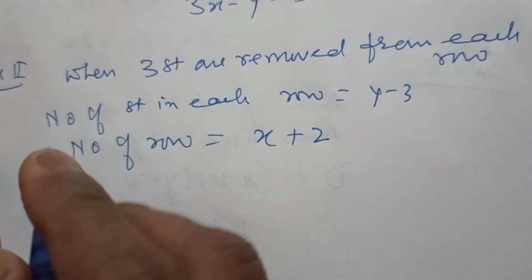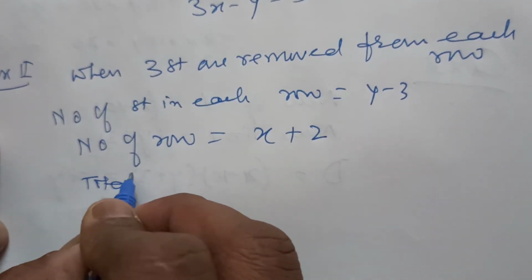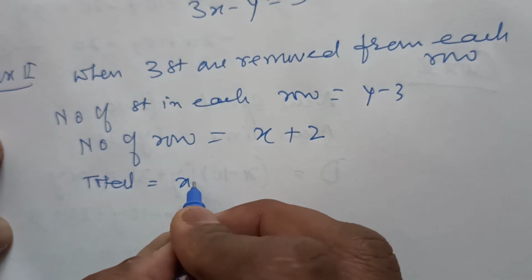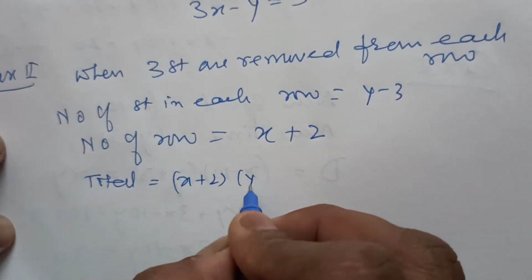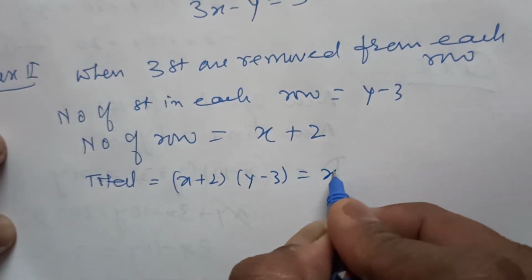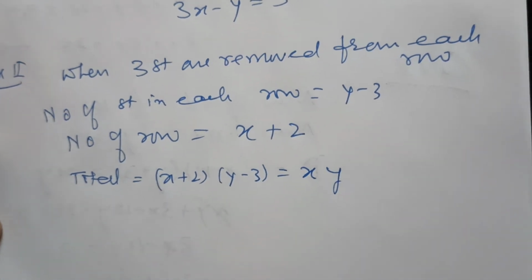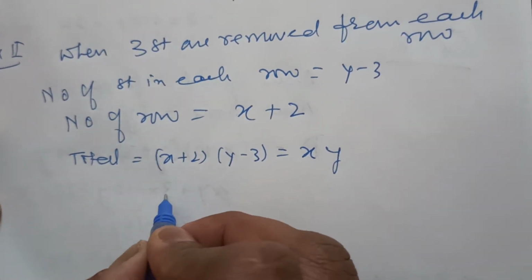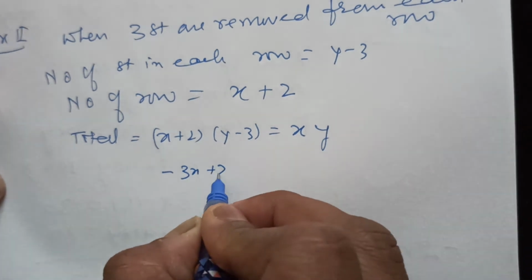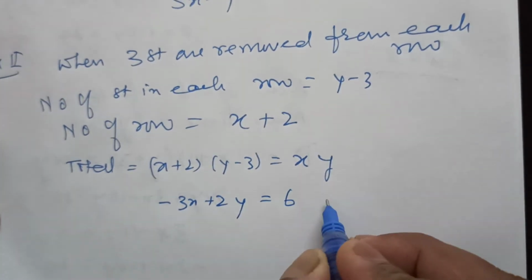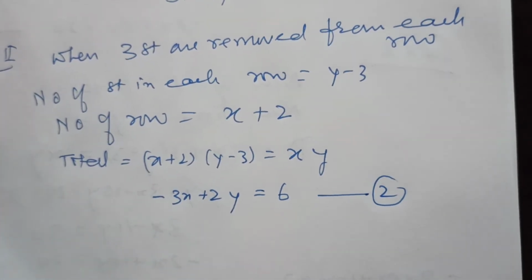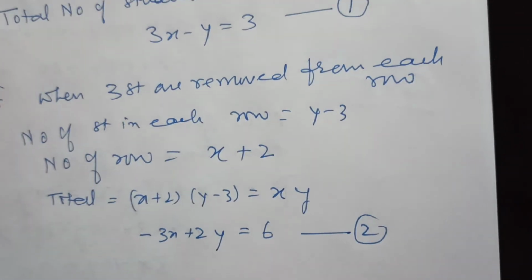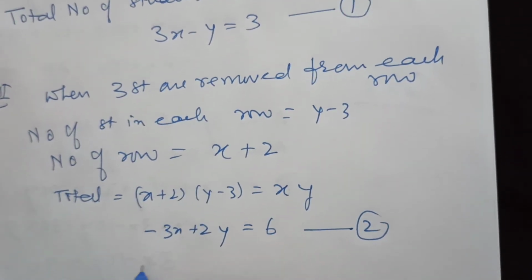So total number of students will be (x plus 2) into (y minus 3), that will be equal to x into y. Now when you open the bracket, you get minus 3x plus 2y is equal to 6. This is your second equation. So we can solve the first and the second equation and we can get the answer.